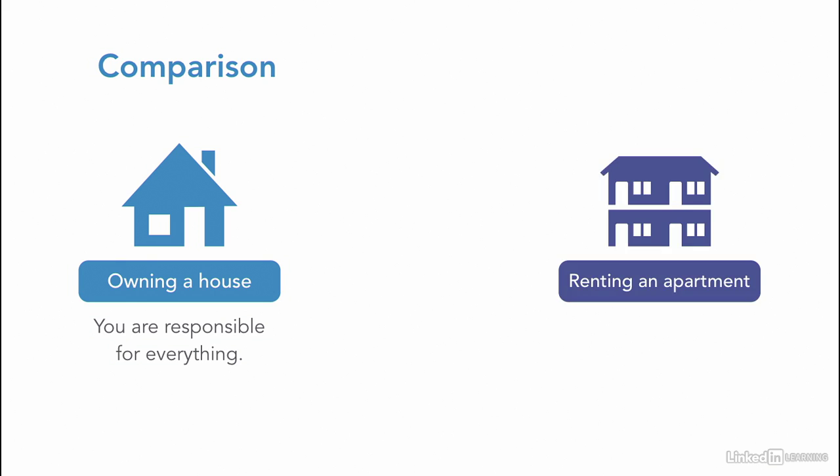When you own your own house, you are responsible for everything in that house, right? You have to cut the lawn. You've got to make the repairs. You have to do everything. When you have an apartment rental, you are only responsible for the contents of the apartment that you rent. You're responsible for your own dressers and furniture, but you're not responsible for, let's say, the appliances. And you're definitely not responsible for cutting the grass or shoveling the snow.